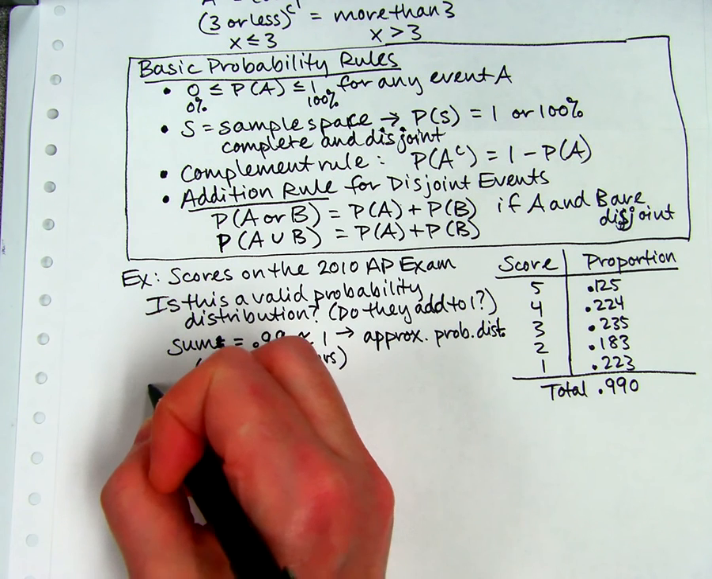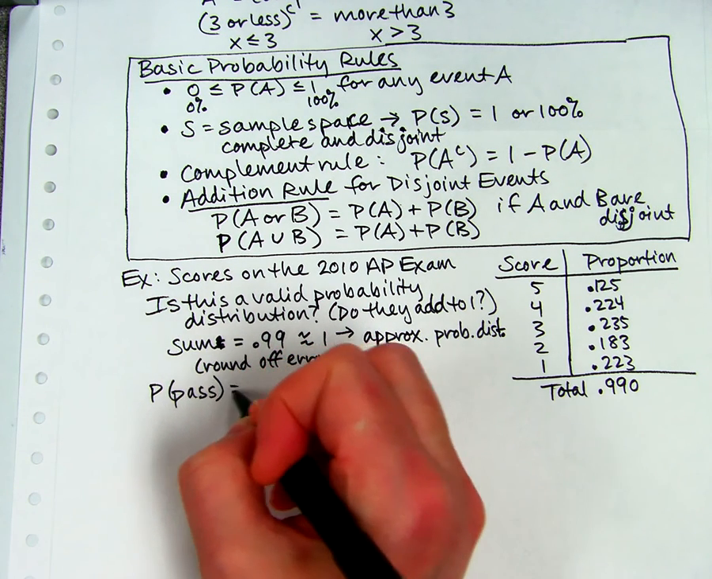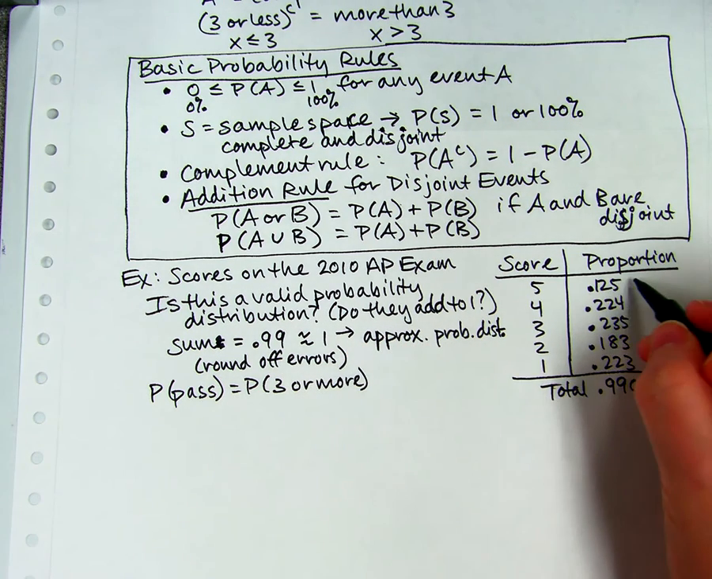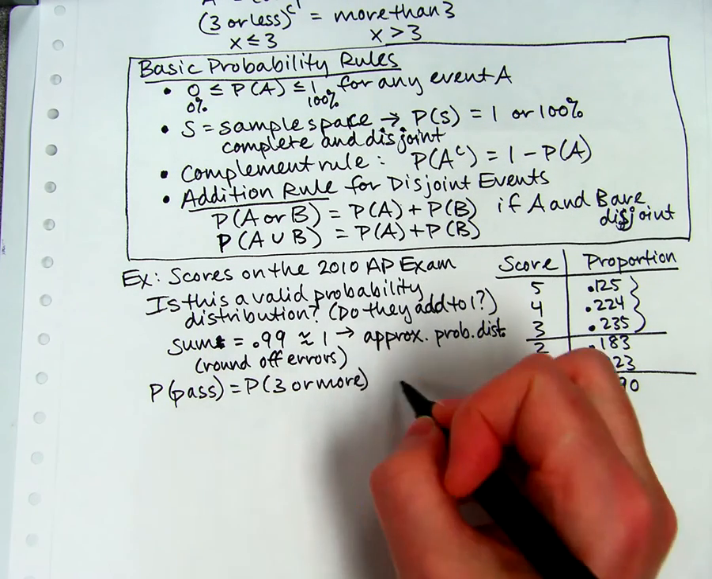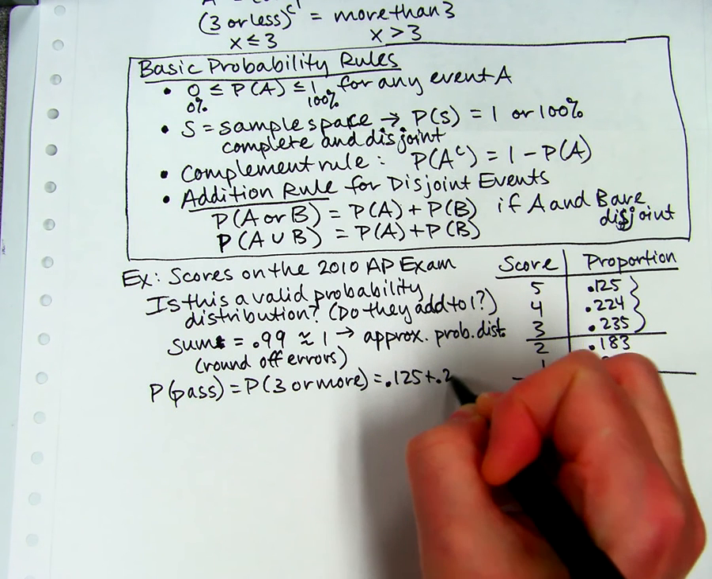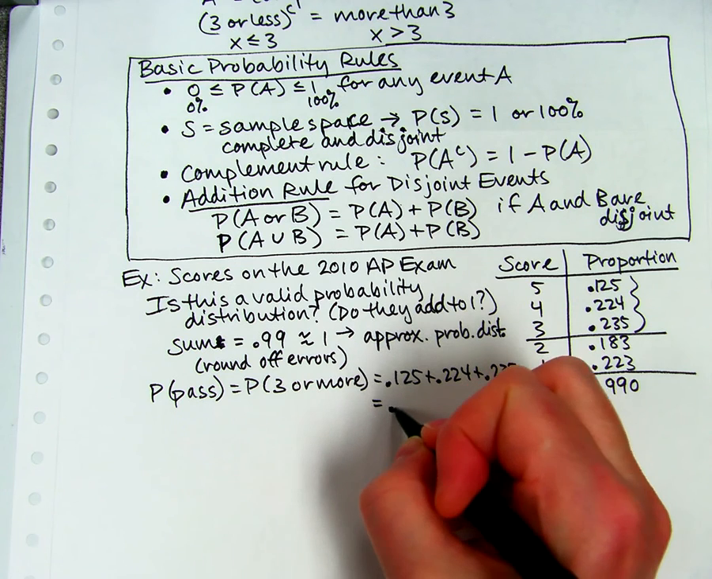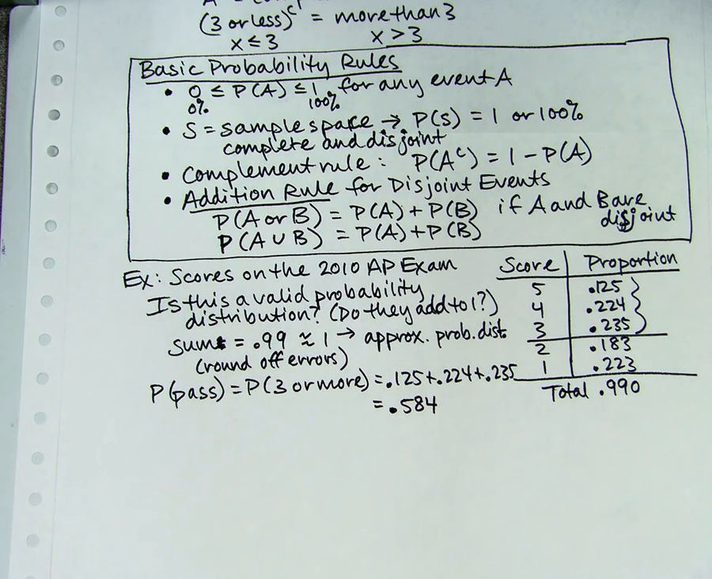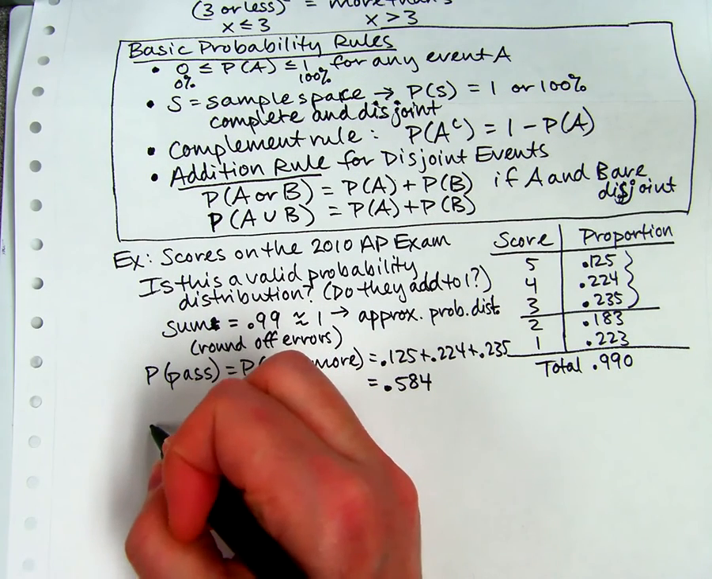I could find probabilities off of this table, like I could ask you for the probability of passing the AP exam, which is officially the probability of getting a 3 or more score, which is these 3 put together. And you would just add them. That's the addition rule. So you can add 0.125 plus 0.224 plus 0.235, and that would give you that probability of passing. It's actually pretty good. 58.4% of people who took this exam in that particular year passed and got the college credit, and that's pretty good.